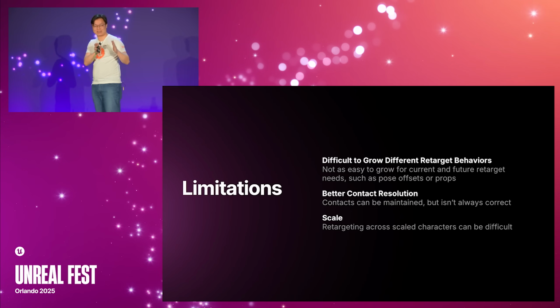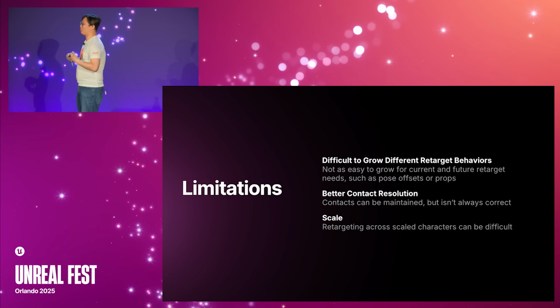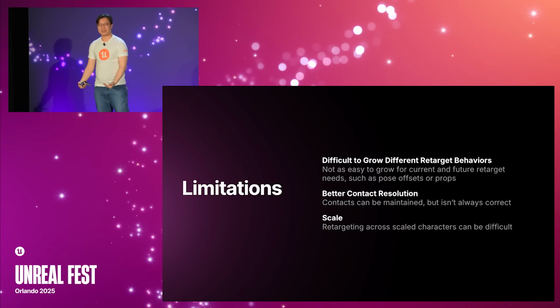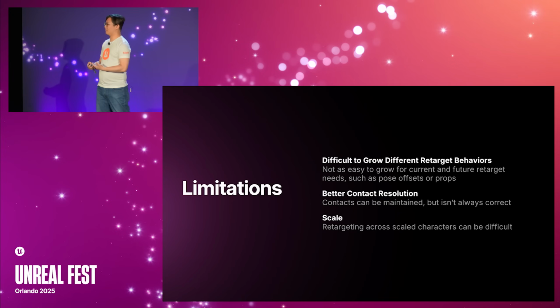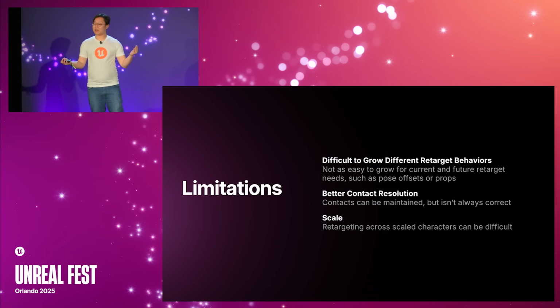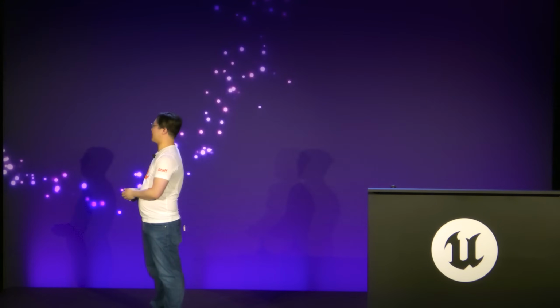Also, while there are ways to maintain contact resolution, we want better ways, and we want to think about how we improve that moving forward, especially within different scale characters and characters with different lengths. And then scale, again, retargeting across different scale characters can be pretty difficult. Especially if you get skeletons and characters from the marketplace, you don't know what they look like immediately. It could be really small or really large, and then you have to fit it back. It gets too difficult to work with.